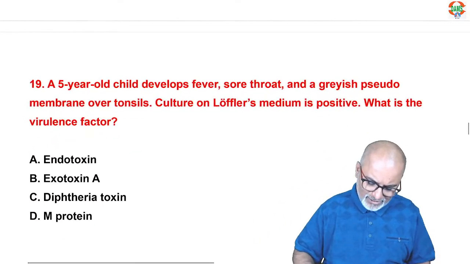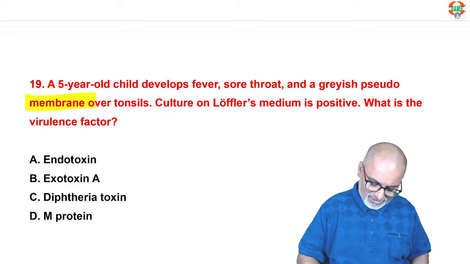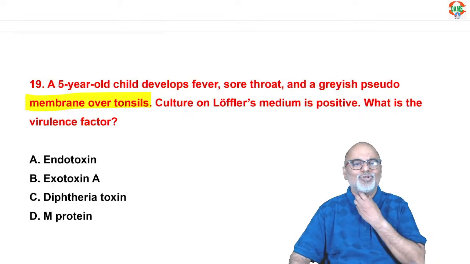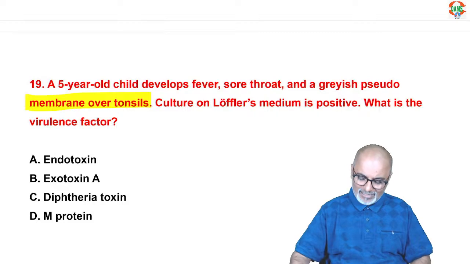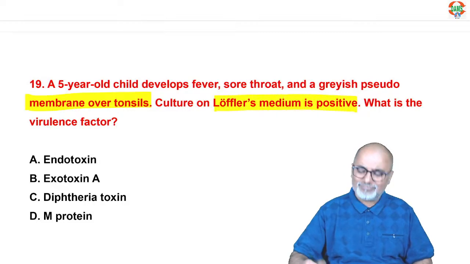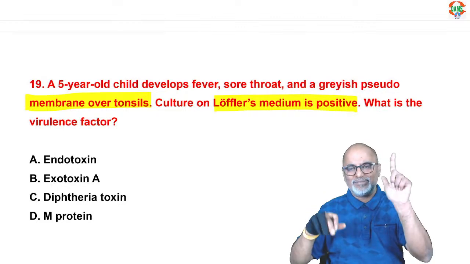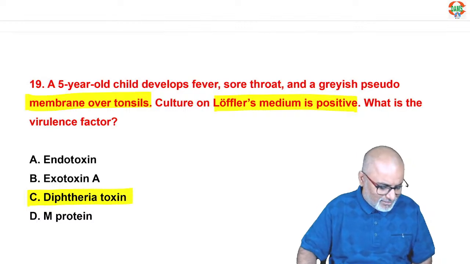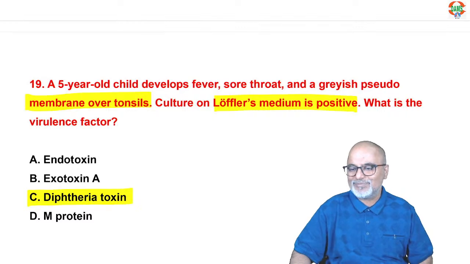That's all. A 5-year-old child develops fever, sore throat, grayish pseudomembrane over the tonsils. Again, your area, the oral cavity. Pseudomembranous tonsillitis is caused by Corynebacterium diphtheriae. Another thing, it grows on low flux medium. Pseudomembrane, first clue. Low flux medium, second clue. You can go for diphtheria toxin. Make things easy, make things simple.